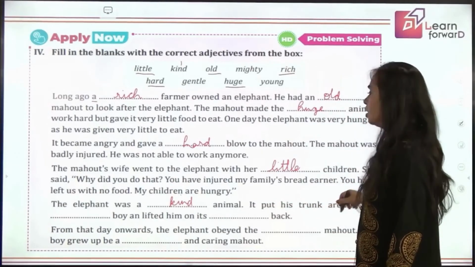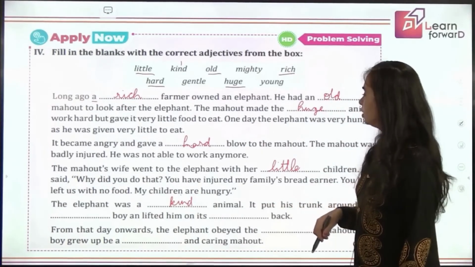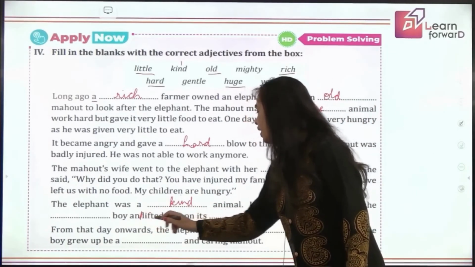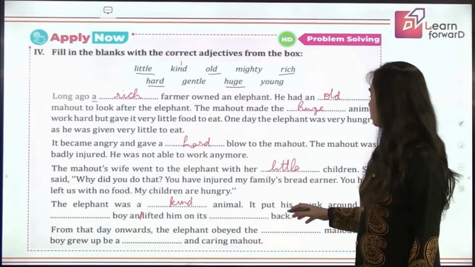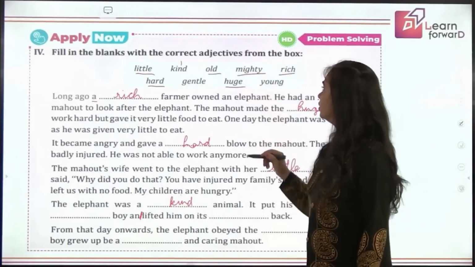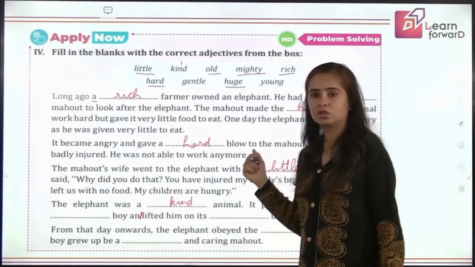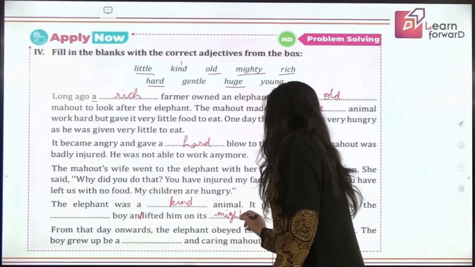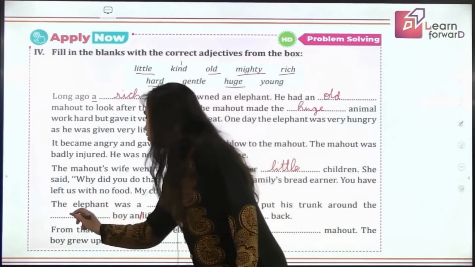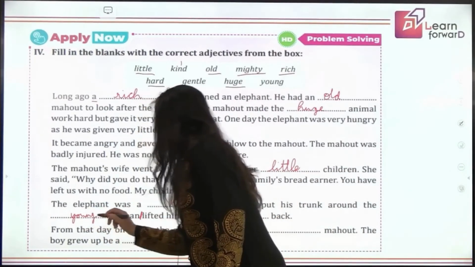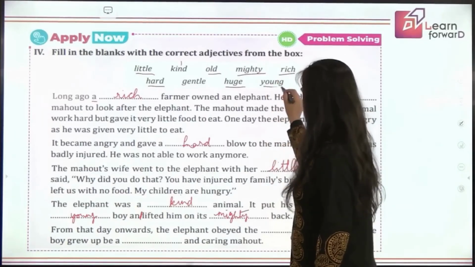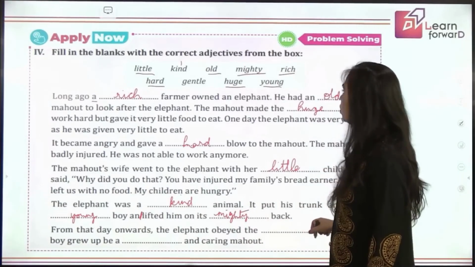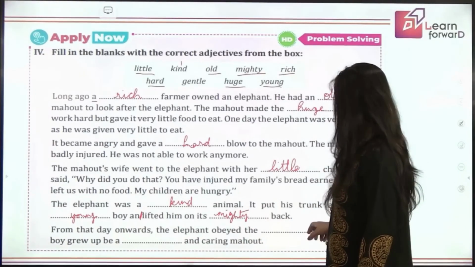It put its trunk around the dash boy and lifted him on its dash back. The back is mighty, that means strong. Okay, so it is mighty here, and the boy was young. The young boy, and lifted him on its mighty back. From that day onwards, the elephant obeyed the dash mahout. From that day, he obeyed the dash mahout.